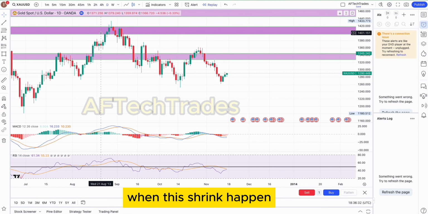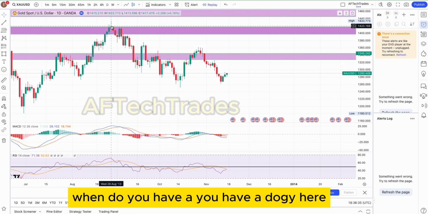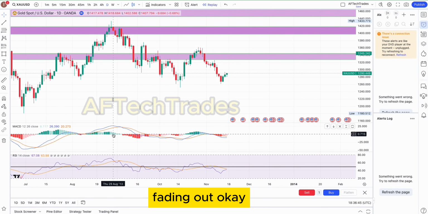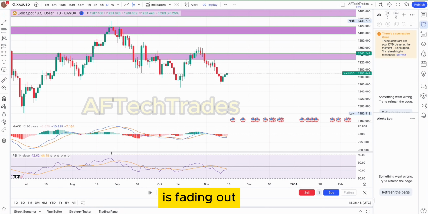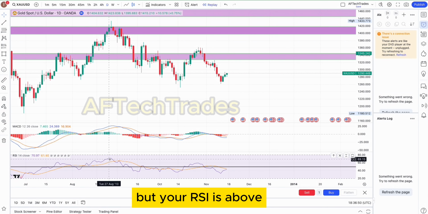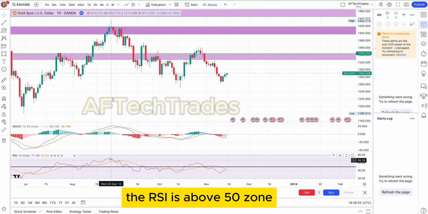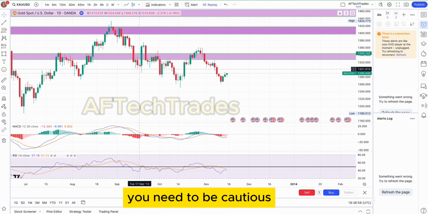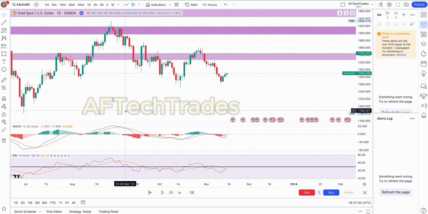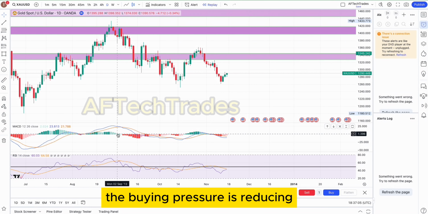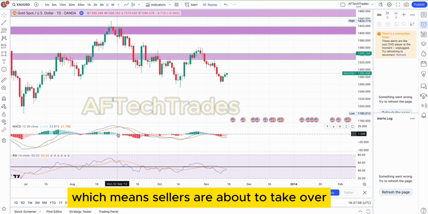Okay, when this swing happens, when you have a doji here, then in that doji you see that the candle here on the MACD is already fading out. It's fading out, but your RSI is above the 50 zone, which means there is an uptrend. The RSI is above the 50 zone. You need to be cautious. You don't jump into the market. This MACD indicates that the buying pressure is reducing, which means sellers are about to take over.